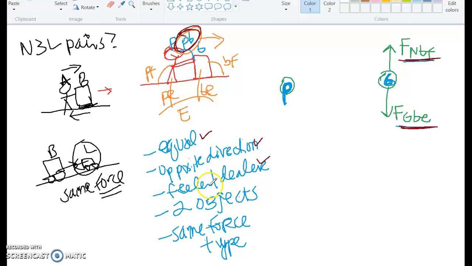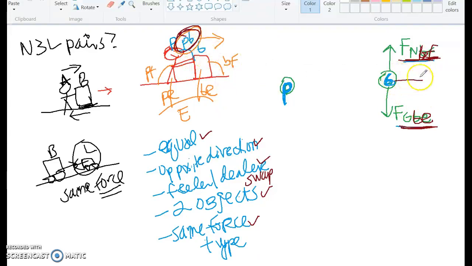Do they have the same feeler dealer but swapped? So I have BE and BF. Is that a feeler dealer swap? No, because what do I have? Three objects. I have box, floor, and earth. That's three things involved. So this is not a pair. Same force type, normal, gravity? No, that's not the same force type. This is not a pair.